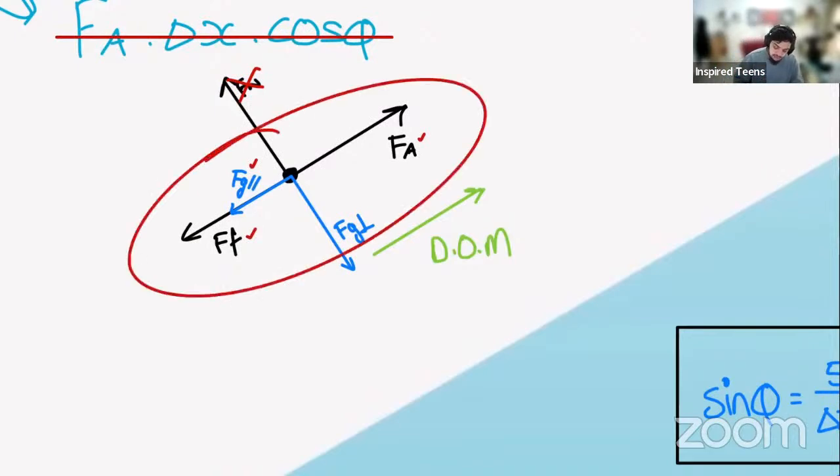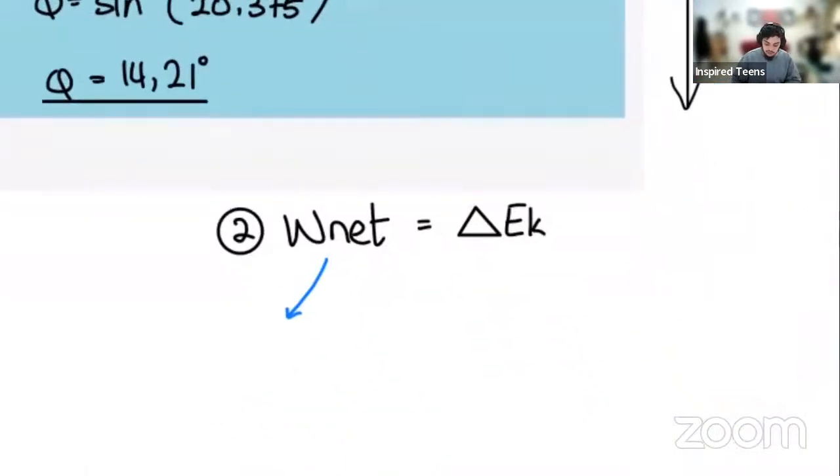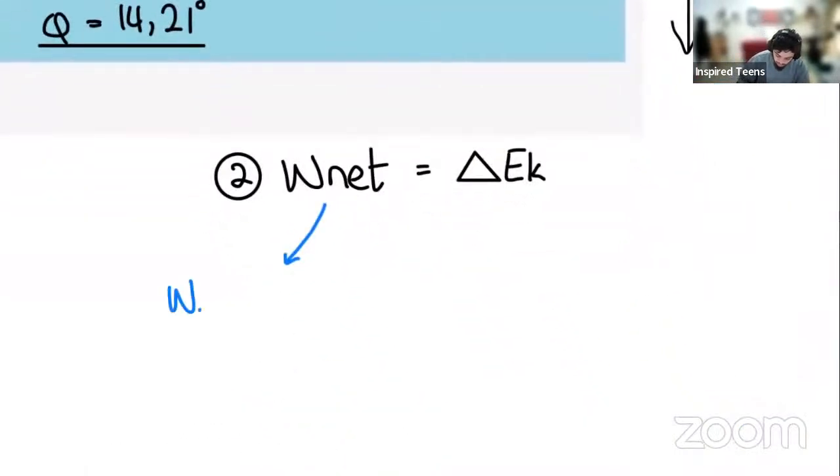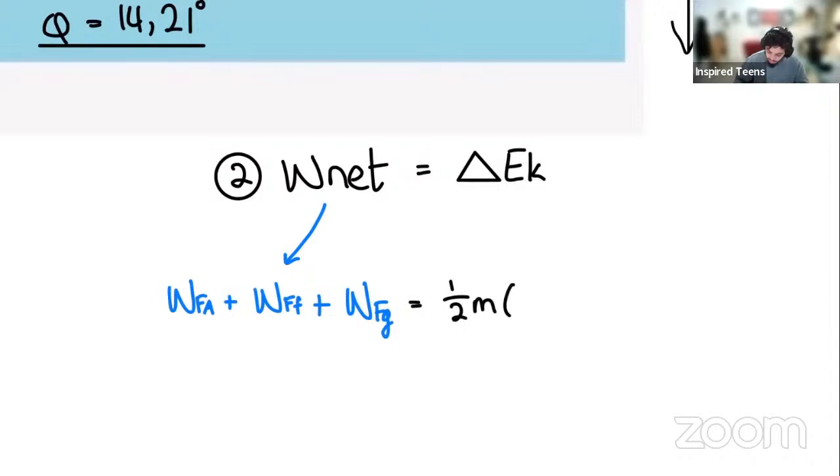And if there's 3 forces, you're going to have 3 work done on that object. So I'm going to have work done by the applied force plus work done by the frictional force plus work done by FG parallel. FG itself doesn't do work. The work done by FA is equal to delta EK, so it's equal to half m (v final squared minus v initial squared).